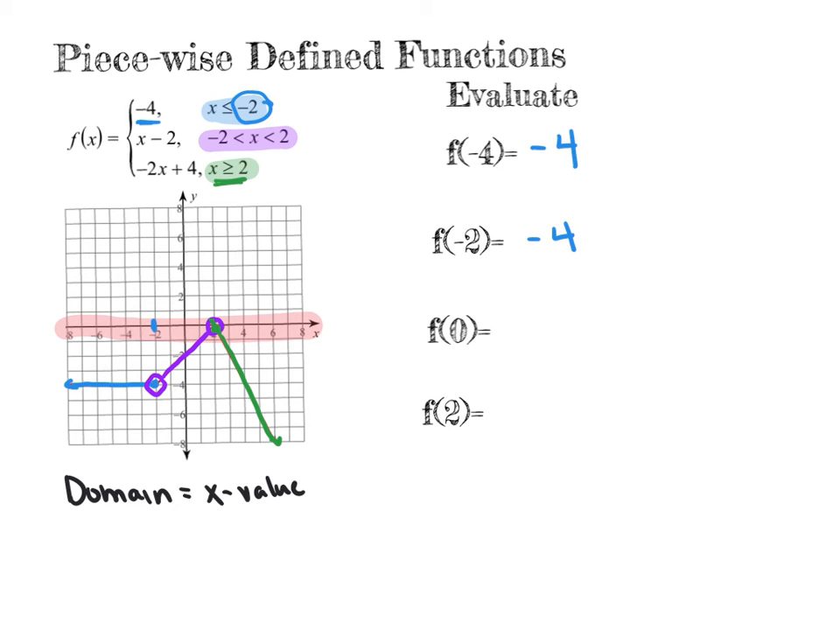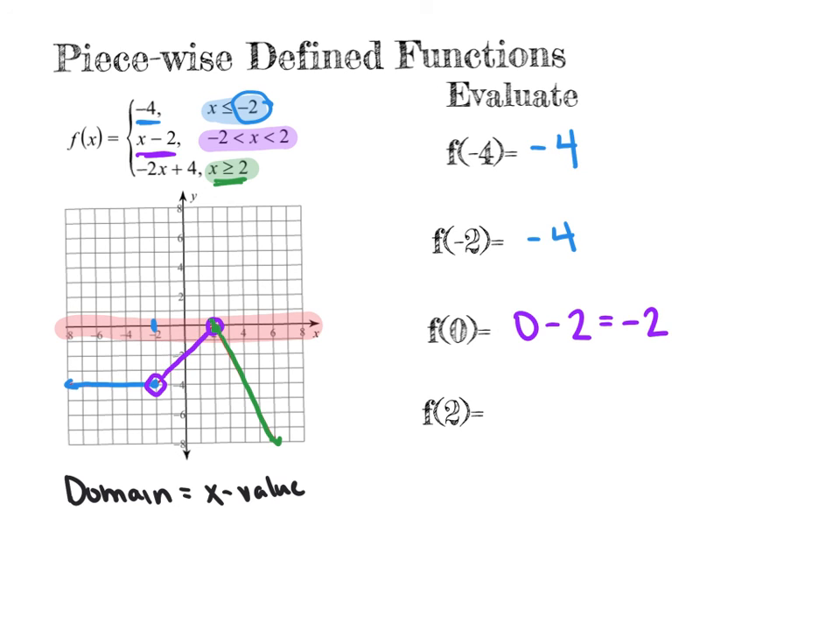F of 0 falls in between -2 and 2, so you evaluate on this purple function. You're evaluating at x equals 0, which is here, and you can see that that's equal to -2. But you can also do it from the function. To do f of 0, you replace the x with a 0 and evaluate with the purple function again, because 0 falls in between -2 and 2. So we get 0 minus 2, using the purple function, and that's equal to -2. That also corresponds with the graph, because we can see when x is 0, the value is -2.